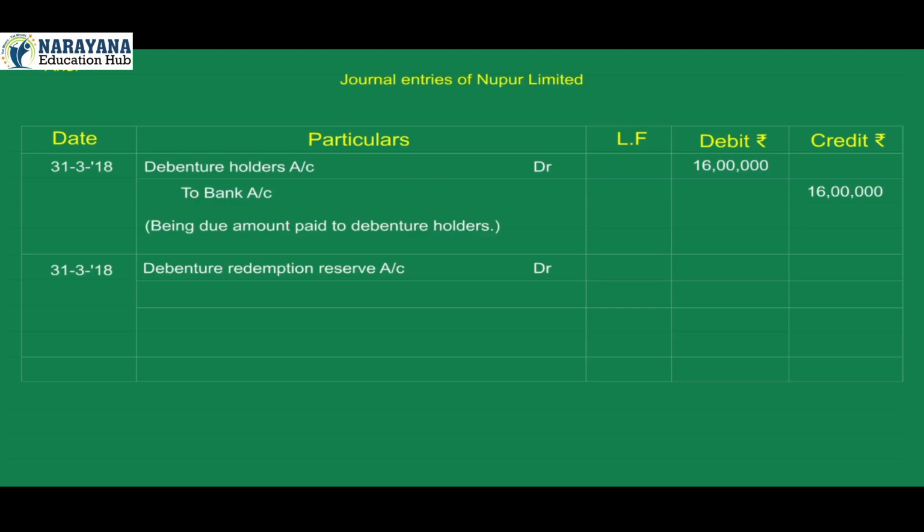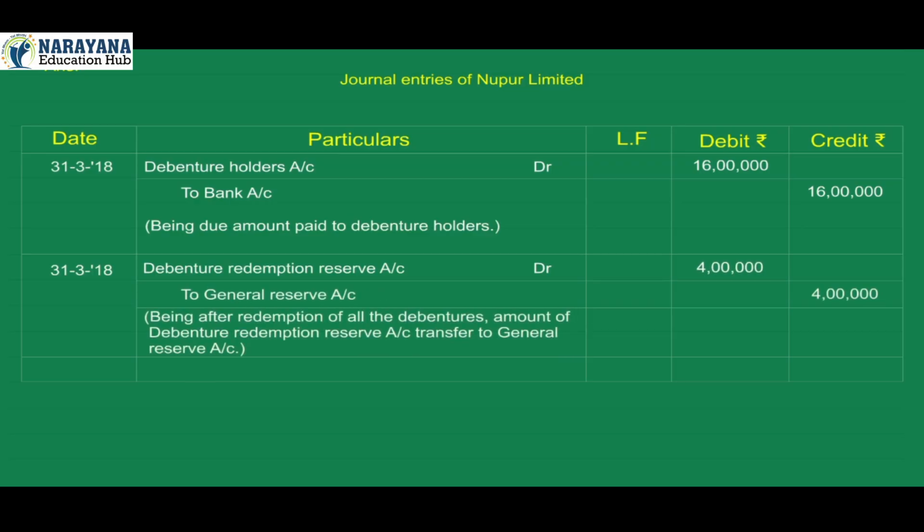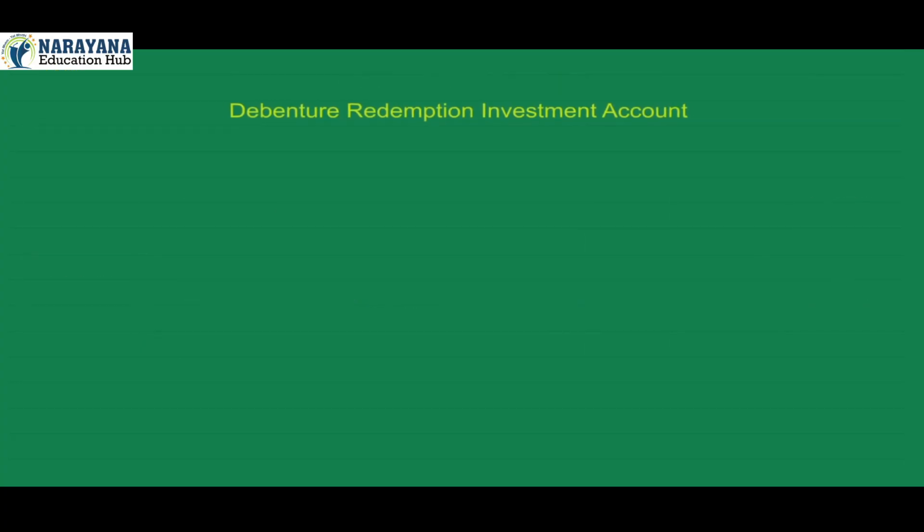31st March 2018. Debenture redemption reserve account debit 4 lakh to general reserve account credit 4 lakh, being after redemption of all the debentures, amount of debenture redemption reserve account transferred to general reserve account. Total debit 80 lakh, credit 80 lakh.